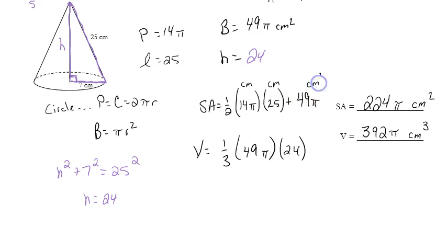Again, volume is cubed, surface area is squared, because this is 14 pi centimeters, 25 centimeters, and this is already centimeters squared. That gets me centimeters squared plus centimeters squared, it's centimeters squared. 49 pi, we already talked about, is centimeters squared, 24 is centimeters, so centimeters squared times centimeters is centimeters cubed.